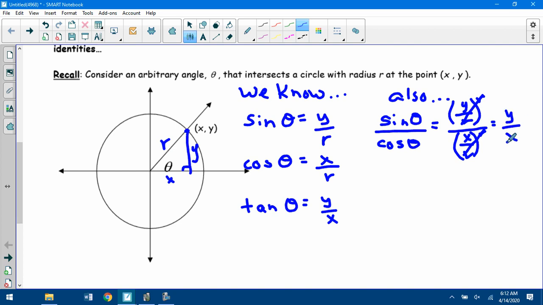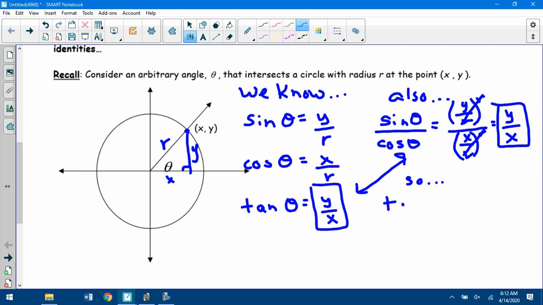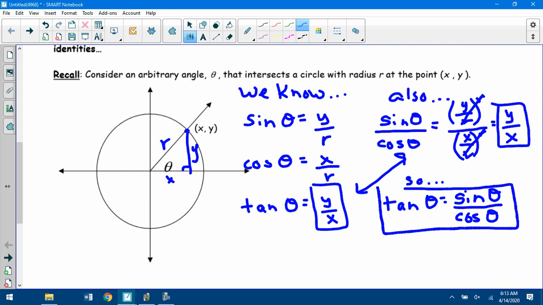Now, why is that important? Because I just got that tangent of theta equals y over x, and sine of theta over cosine of theta also equals y over x. That's where that identity that we've seen before came from. Since those both equal the exact same thing for any theta, that means tangent of theta equals sine of theta over cosine of theta. So it's kind of just like we're doing substitution. If this equals y over x and this equals y over x, then they have to equal each other.